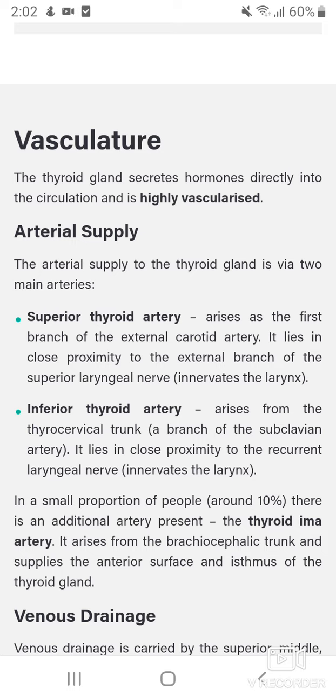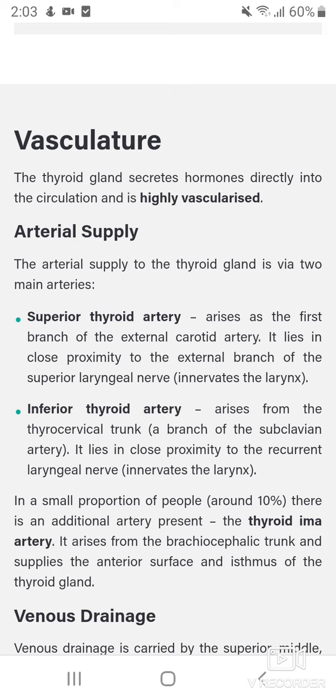The inferior thyroid artery arises from the thyrocervical trunk, a branch of the subclavian artery. It lies in close proximity to the recurrent laryngeal nerve, which innervates the larynx. In a small portion of people, around 10%, there is an additional artery. Which is the additional artery? You can see the thyroid ima artery. This is an additional artery in some people, around 10%.